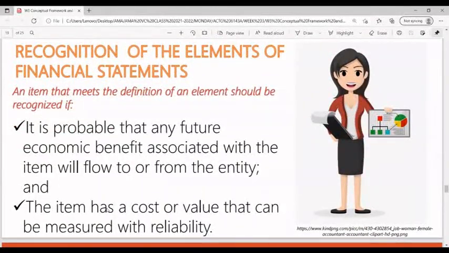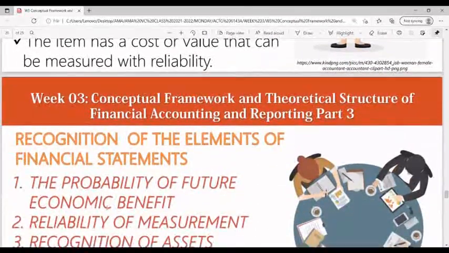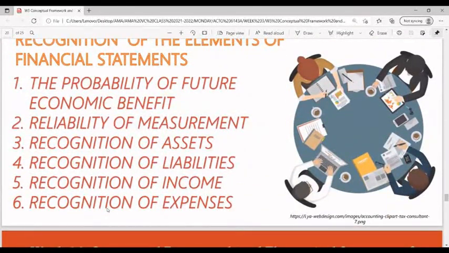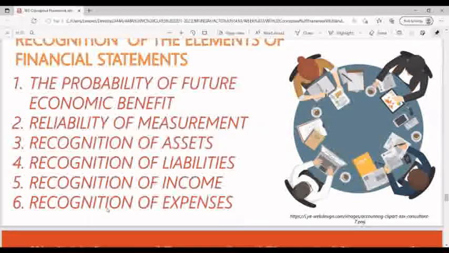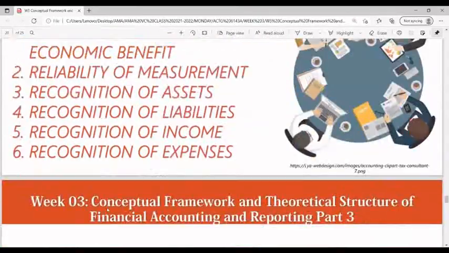Recognition of the elements of financial statement. An item that meets the definition of an element should be recognized if it is probable that any future economic benefit associated with the item will flow to or from the entity, and the item has a cost or a value that can be measured with reliability. The recognition of the elements of financial statement are the probability of future economic benefit, reliability of measurement, recognition of assets, recognition of liabilities, recognition of income, and recognition of expenses.